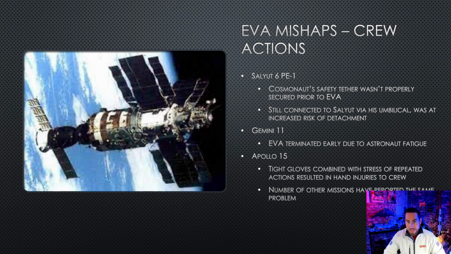Gemini 11: astronaut fatigue caused the EVA to be terminated early. And then Apollo 15: tight gloves and repeated action resulted in hand injuries to the crew. With their EVA gloves, again, repetitive action causes a lot of fatigue, and they reported hand injuries. And then there have been a significant number of other missions that reported the same problem.